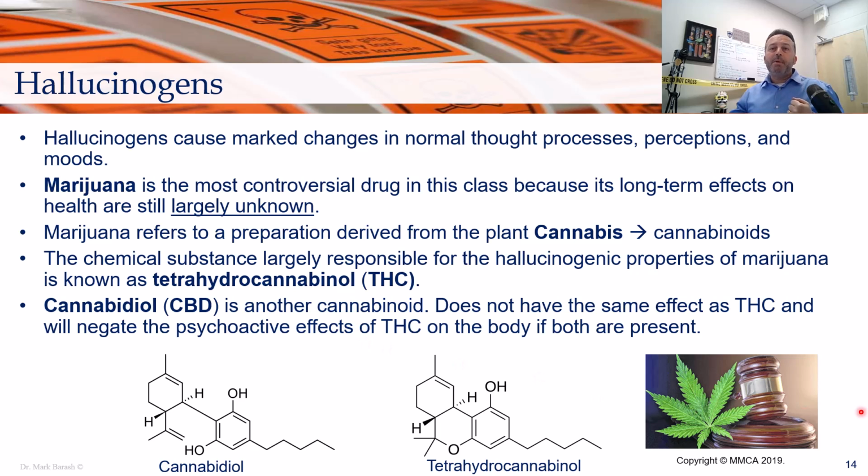Now, the chemicals that are responsible for these hallucinogenic properties of marijuana are called cannabinoids, while the two main molecules extracted from the plant are tetrahydrocannabinol, or THC, and this chemical is the main substance giving the psychoactive effect. And another one is called CBD, or cannabidiol. Now, interestingly, CBD does not have the same effect as THC and will actually negate the psychoactive effects of THC on the body if both are present.